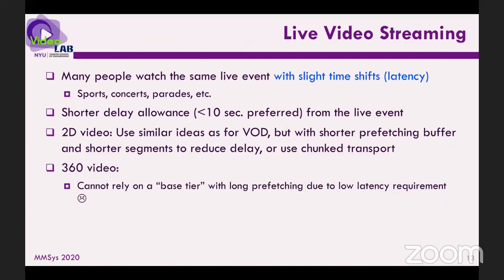For 360 video, we cannot now simply use the proposed two-tier system because the two-tier system requires a long prefetching buffer, and this would not be acceptable due to the low latency requirement.